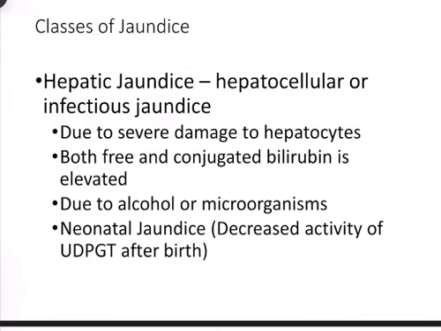Classes of jaundice, you also have hepatic jaundice, or hepatocellular or infectious jaundice. This is due to severe damage to your hepatocytes. Both free and conjugated bilirubin are elevated. Sometimes this is due to alcohol or microorganisms that destroy your hepatocytes. Okay? Neonatal jaundice is also correlated with hepatic jaundice. This is due to the decreased activity of UDPGT after birth.